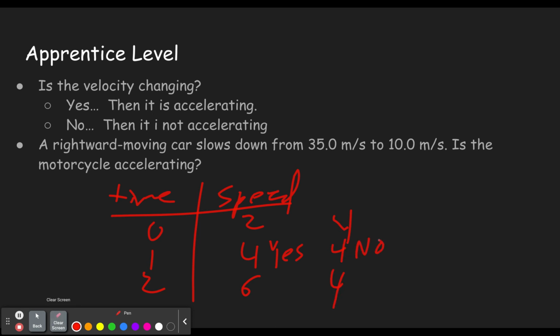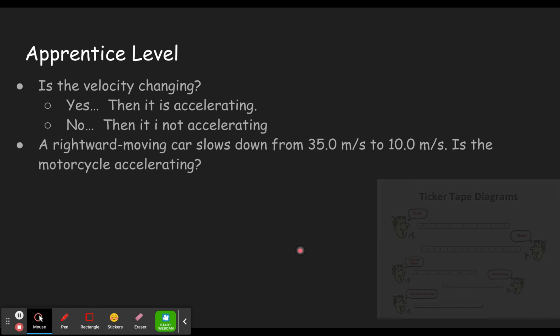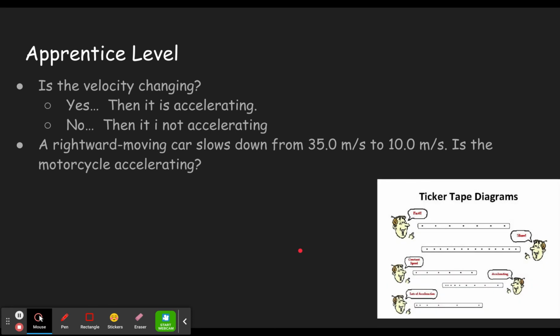All right, and finally, you'll see what we just learned about the ticker tapes. Remember, if the dots are the same distance apart, that means every second it's moving the same distance. That means the velocity is staying the same the whole way. So that would be no, it is not accelerating. If you see the dots getting closer together or farther apart, then it is accelerating. Whether it's speeding up or slowing down, that is an acceleration. It just might be a negative acceleration. All right, so that's the apprentice level.